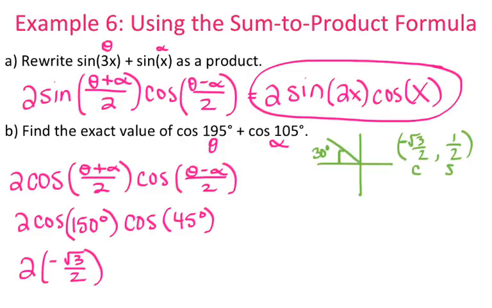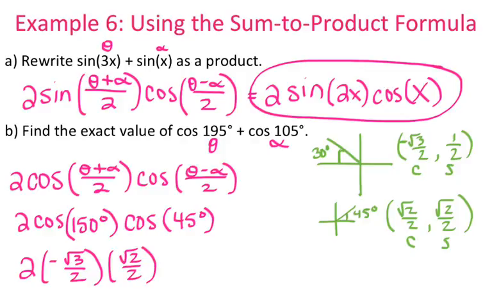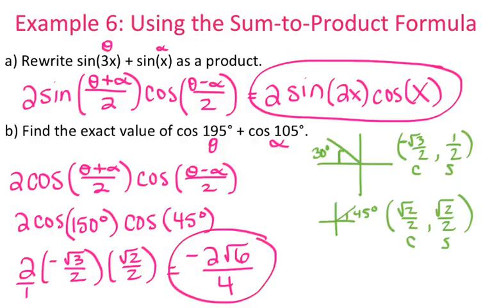And then 45 degrees, there's 45 degrees in the first quadrant. Putting down my middle finger, that is root 2 over 2, root 2 over 2. Cosine is my x-coordinate because that's what I'm looking for. So cosine of 45 degrees is root 2 over 2. Now 2 is the same thing as 2 over 1, so I can multiply straight across. That gives me negative 2 root 6 over 4. And that is your final answer. It also concludes your lesson for section 5.5.